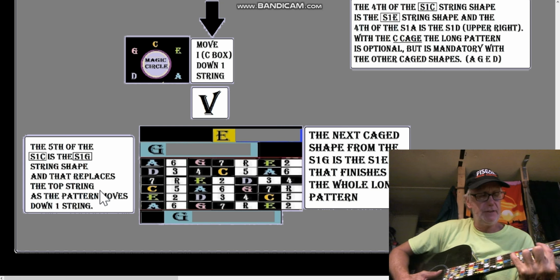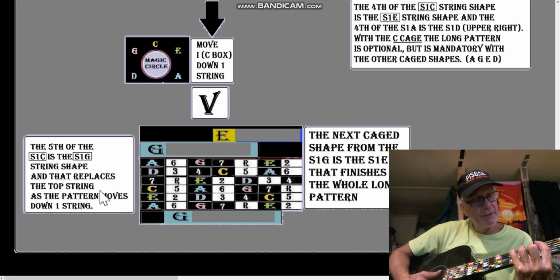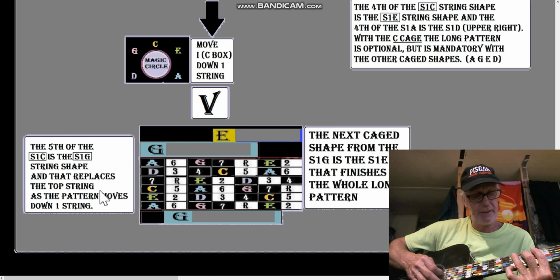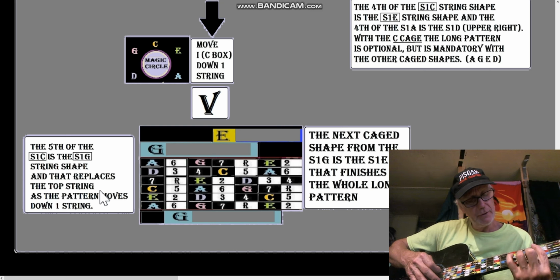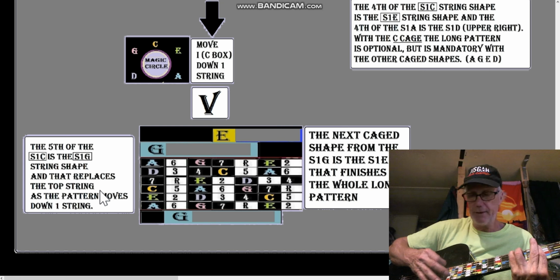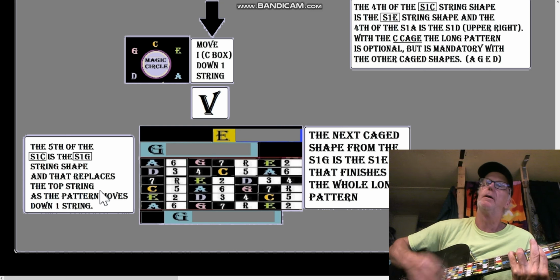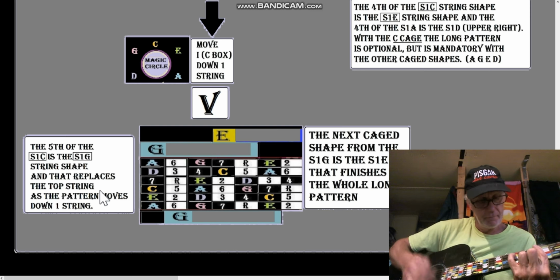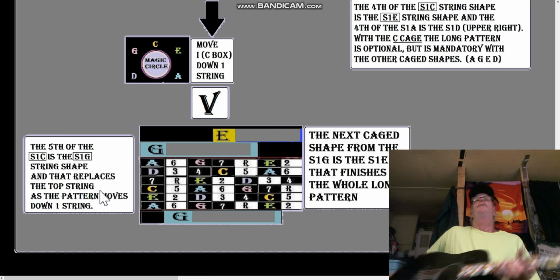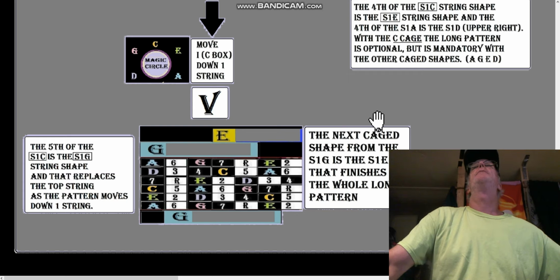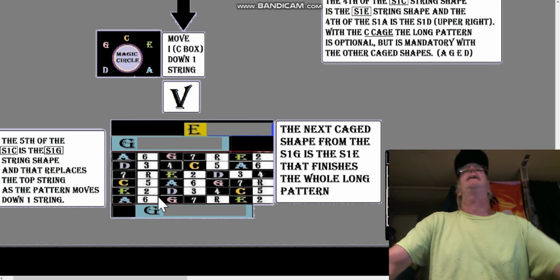Now, when you move the C shape down, you're essentially going right onto that G shape, aren't you? Sure you are. You just want to change fingers to get that top one, but you don't have to. You can go C shape, and then just bring it down to G shape. Lift off the C, unless you want to do a suspended fourth. The next cage shape from the S1G is the S1E.